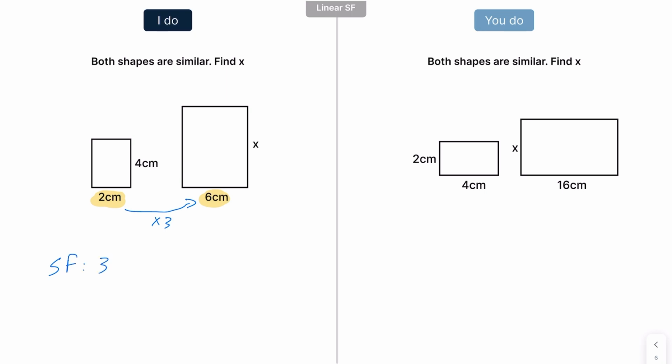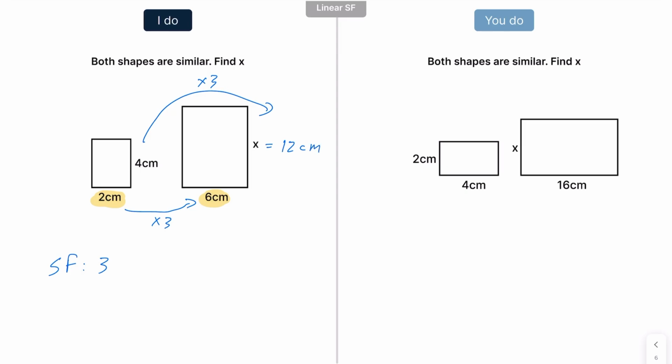So now we know what the scale factor is. Well, how do I find x? What does x match up to on the other side, or this side here? So how do we go from this side to this side? Now, because the shape's getting bigger, we are going to use the scale factor and multiply. So we're going to times that by 3. So that means x is equal to 4 times 3, which is 12. So press pause and I've got the example on the right.